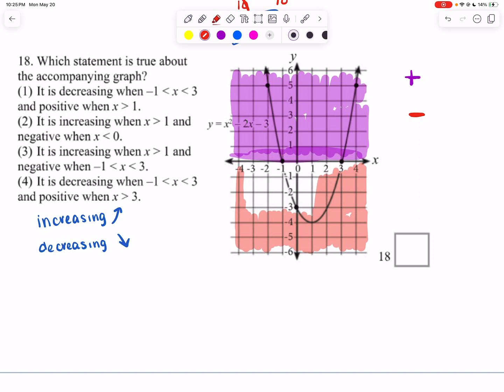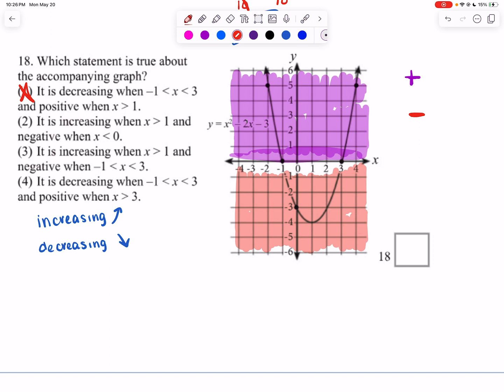And this is a question that stumps a lot of people, even me sometimes, because when you're doing math all day, you do tend to make some mistakes. So now I'm going to use my answer choices. Choice 1 says it's decreasing when negative 1 is less than x is less than 3, and it's positive when x is greater than 1. If I put my finger on negative 1 and go to 3, I want it to be going down forever. Here's the issue. From negative 1 to 3, it is decreasing, but right when I hit x equals 1, it starts to increase. So it can't be choice 1, because we're saying it's decreasing on that whole interval.